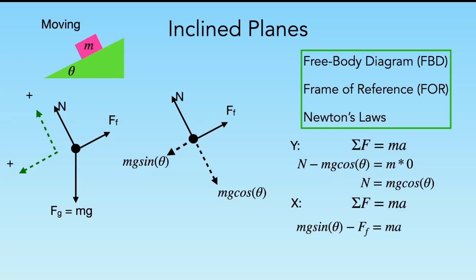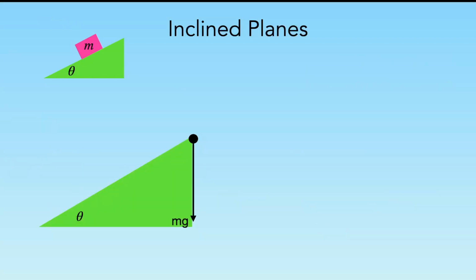So sum of forces equals ma. In the positive direction, it's mg sine theta. In the negative direction, it's Ff, so it's mg sine theta plus negative Ff, force of friction, equals ma. Then we divide by m, and we would have our acceleration.